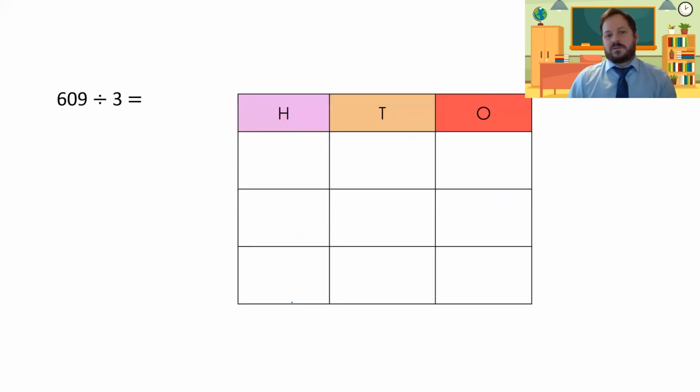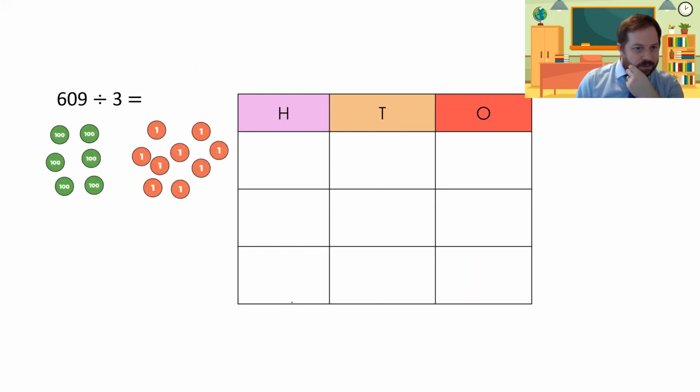So here's our first question. We've got 609 divided by 3. So we can use our counters. We can have 600s, which are here, and then our 9 ones, which are here. Now, the easy thing to think about here is that both 6 and 9 are divisible by 3, which makes our life slightly easier because we can deal with the hundreds first.